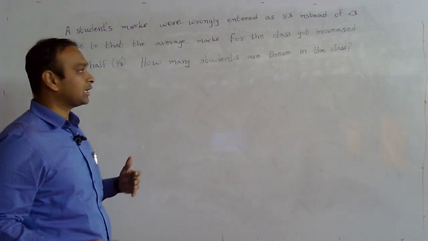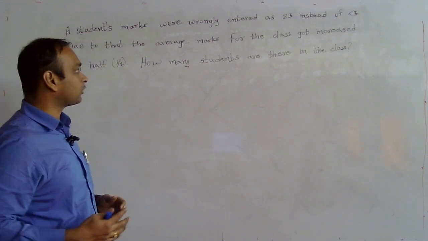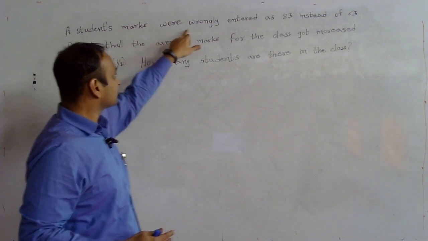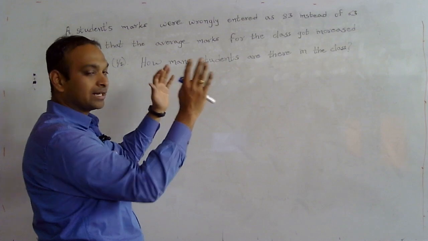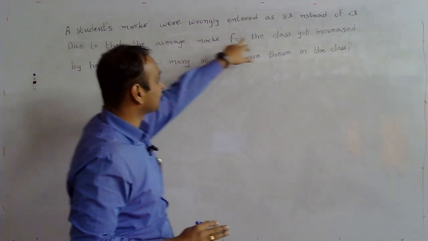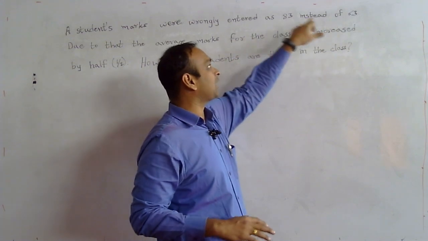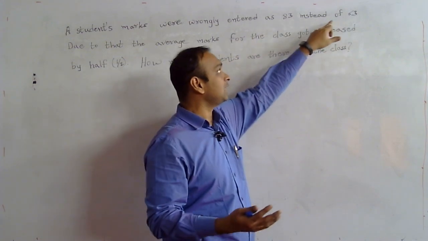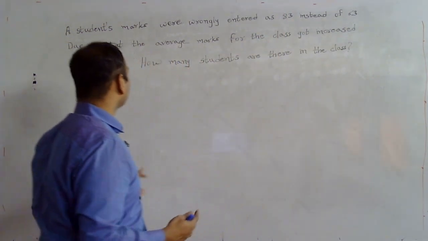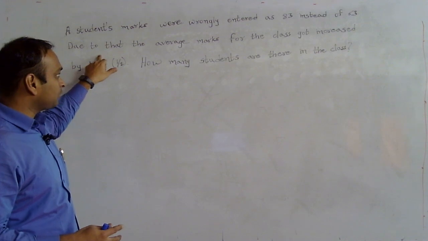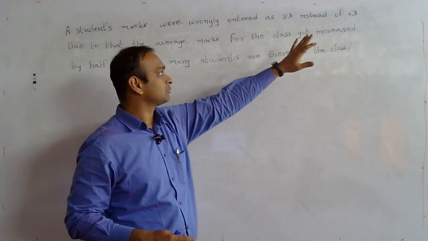We will read the question again and again so that we understand it first, and then some steps we can perform. So a student's marks were wrongly entered as 83 instead of 63. One of the students of that entire class got 63 marks, but the teacher wrongly entered those 63 marks as 83 instead of 63. The marks got entered as 83.